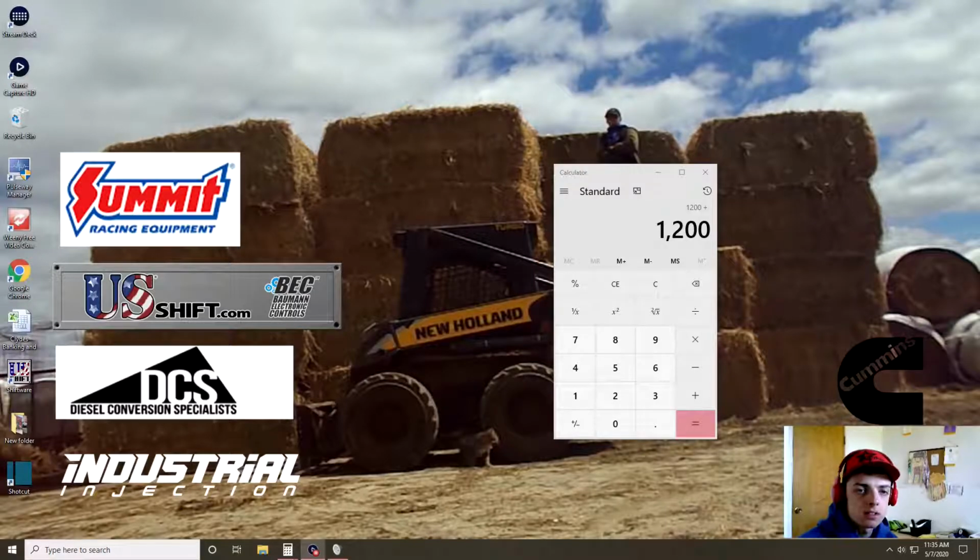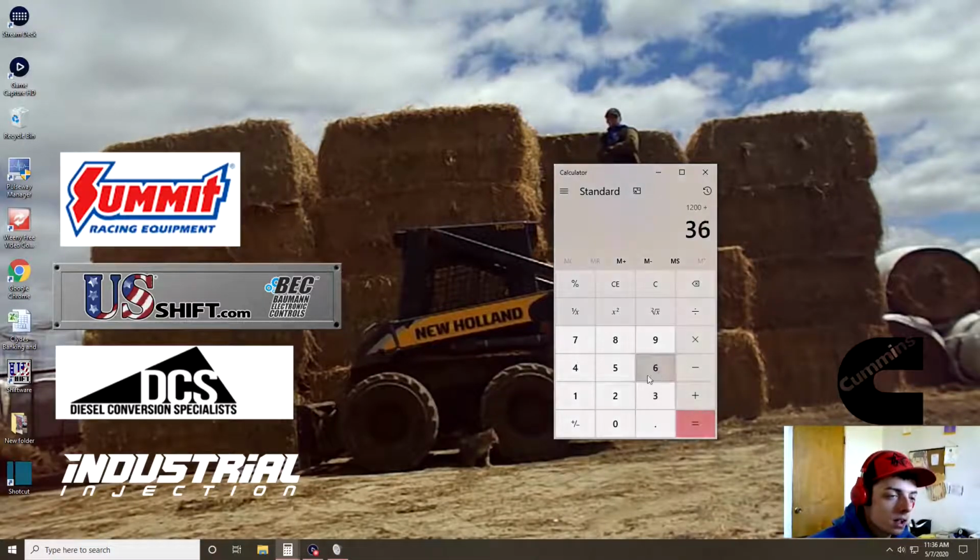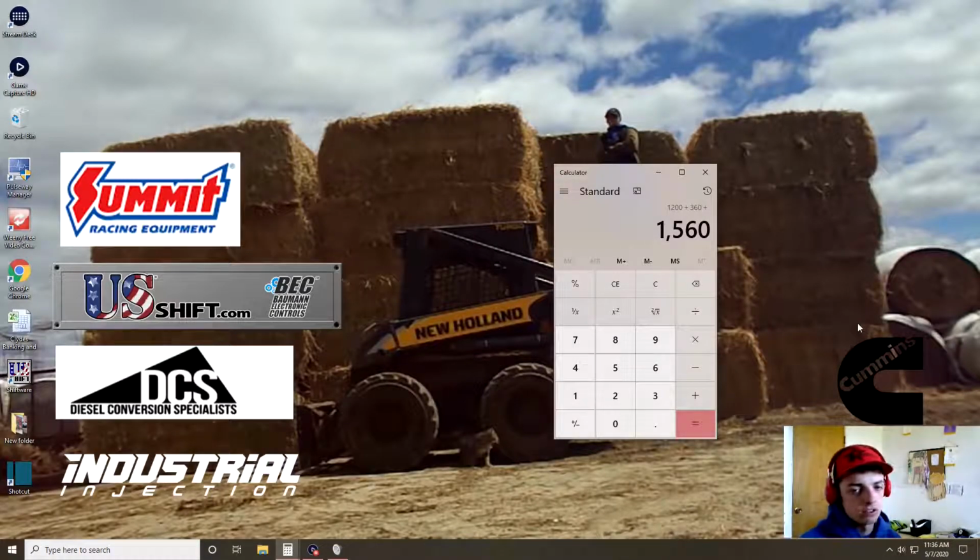I got some from Summit, US Shift, Diesel Conversion Specialist, Industrial Injection, and we're going to start off with actually Summit. From Summit, I got the flexible radiator hose and the exhaust system, but it ended up being $360-ish, around that price. I'm actually really happy with the exhaust. It's a Diamond Eye Performance, and it was really, really easy to install. We added flex pipe onto that too, which I believe was $75. But we do have pieces left over from the exhaust we could use in other places. That is all the parts I ordered from Summit.